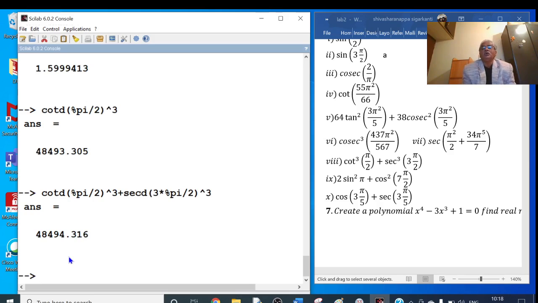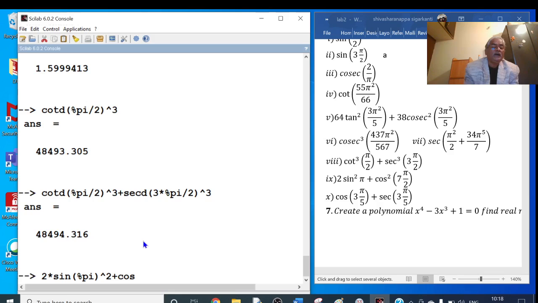Next example. Cosecant cube of 2 sin square pi plus cos square of 7 pi by 2. That is 2 into 2 star sin square of pi, that is sin of percent pi, to this square, 2 sin square pi plus cos square of 7 pi by 2, that is cos 7 pi by 2 square.